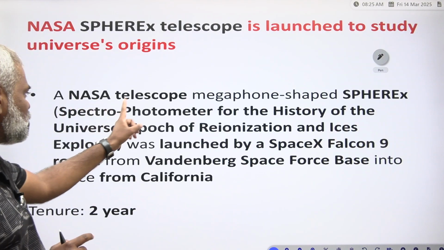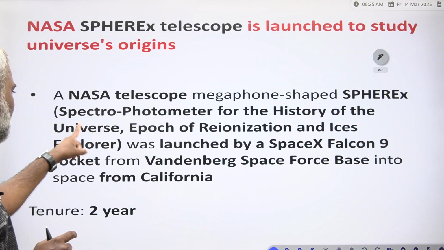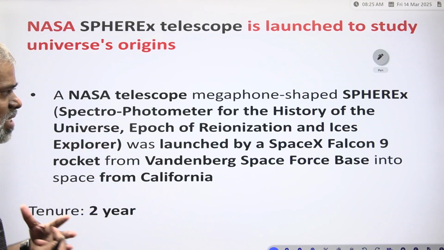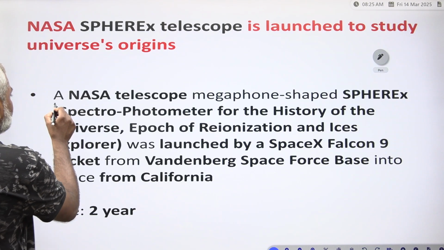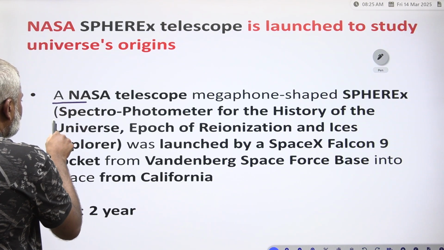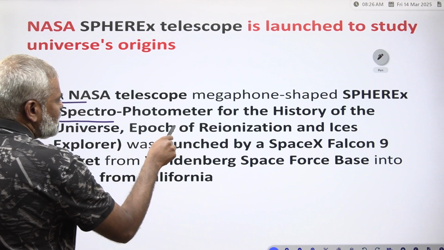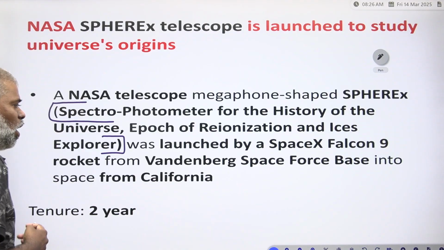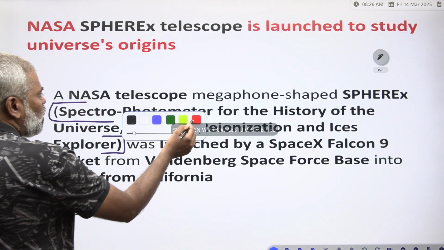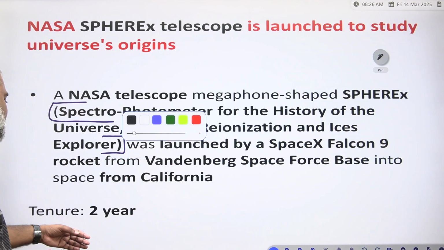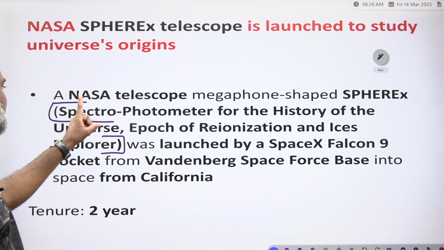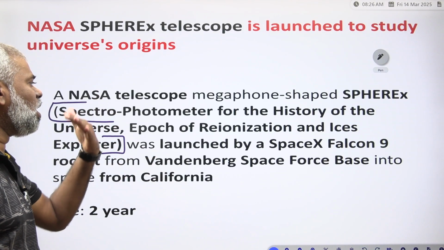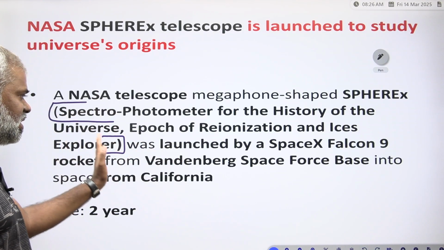SPHEREx means Spectro-Photometer for the History of the Universe, Epoch of Reionization and Ices Explorer. This is the definition of the abbreviation of SPHEREx. Maybe in your competitive exam people are going to ask what the abbreviation of SPHEREx is. You remember, SPHEREx means Spectro-Photometer for the History of the Universe, Epoch of Reionization and Ices Explorer.